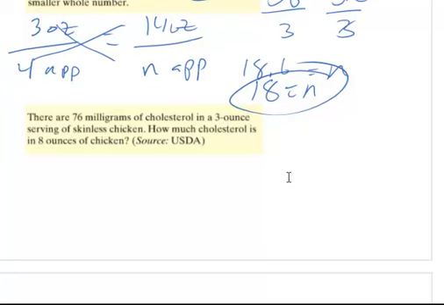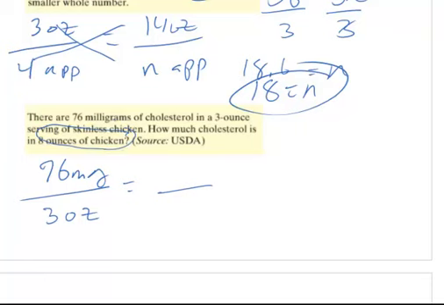All right. So the next problem that I have here says there are 76 milligrams of cholesterol in a 3-ounce serving of chicken. How much cholesterol is in 8 ounces of chicken? All right. I hope that these problems, as you're going through them here with me, are becoming a little bit more self-explanatory. So we have 76 milligrams of cholesterol, 3 ounces of chicken. Now we want to figure out how much cholesterol is in 8 ounces of chicken.